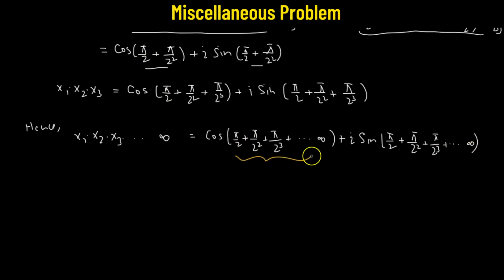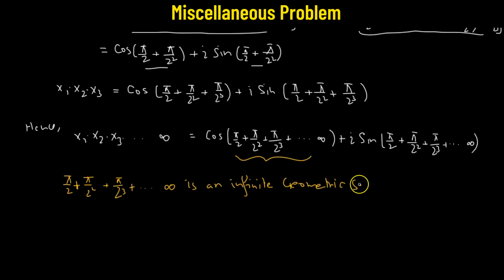Now luckily the argument of both the cosine and the sine are in geometric progression. So that means pi over 2 added to (pi over 2) squared plus (pi over 2) cubed all the way up to infinity is an infinite geometric series. Since it's an infinite geometric series, we can simply find its summation. All we need is the first term. So our first term is pi over 2, and our common ratio, R, will be equal to the second term, which is (pi over 2) squared, divided by the first term pi over 2.